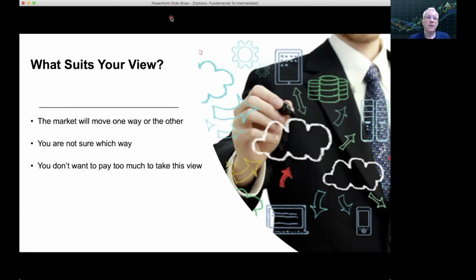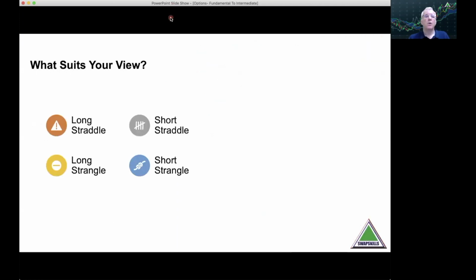What I would do is I would look at one of these structures here. Let's see which one. Now, you could have said the butterfly. I'm not thinking of a butterfly. Would you use long straddle, short straddle, long strangle, or short strangle? So you believe the market will move one way or the other, you're not sure which, but you don't want to spend too much money.